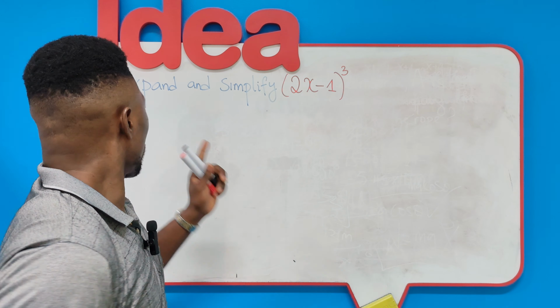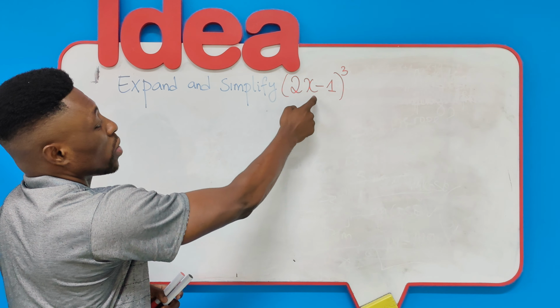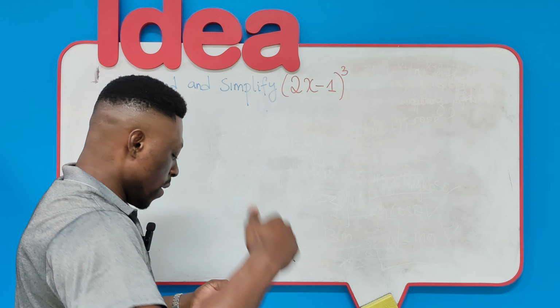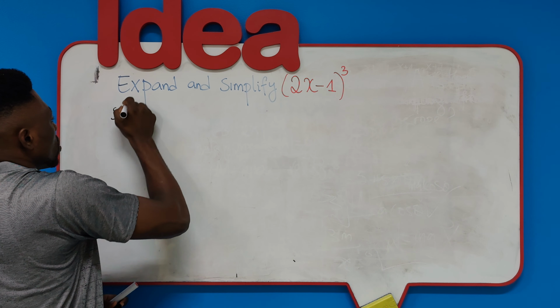Tomorrow will be better. Expand and simplify (2x - 1) raised to the power 3. Follow me, dear friends. Solution.